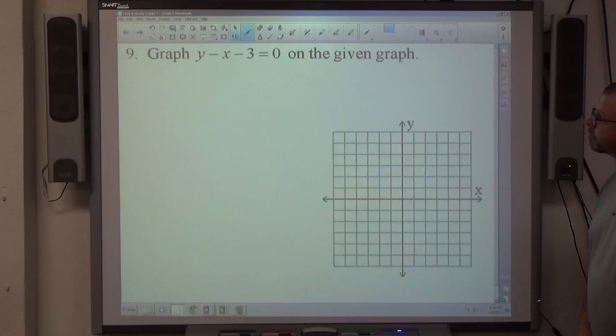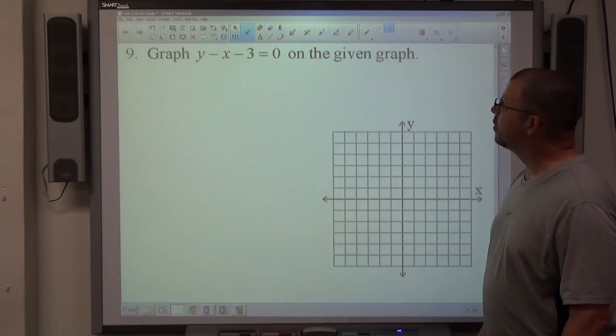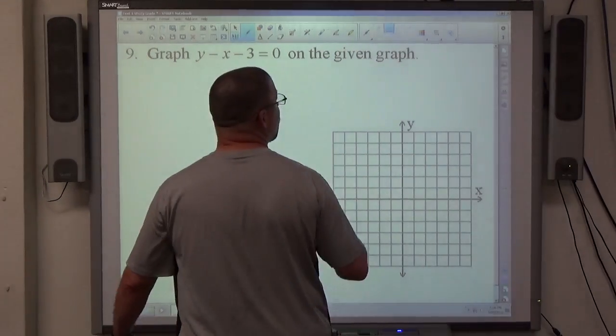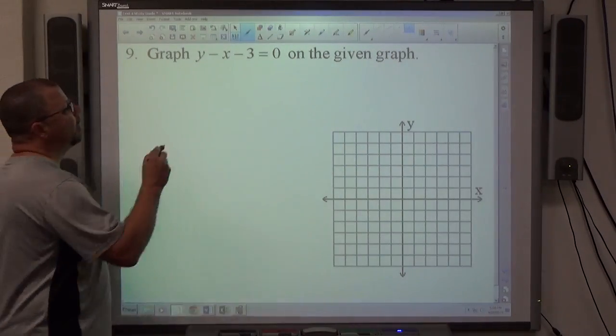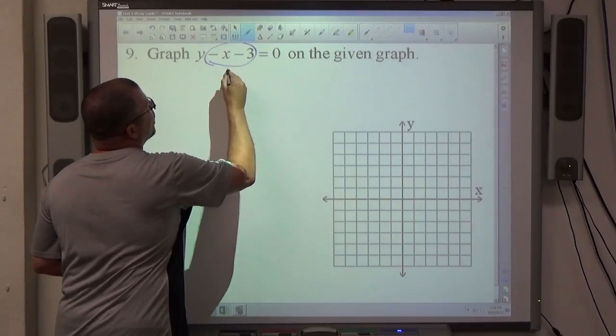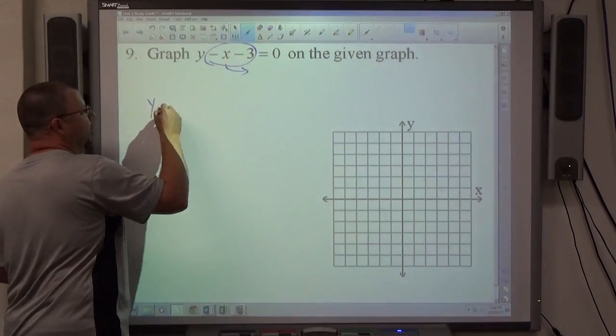Number 9, graph y equals, or y minus x minus 3 equals 0 on the given graph. Okay, kind of jumped the gun there. I want to get y equals to do it, so I want to get x and 3 both to go to the other side, since y is all by itself by doing that.